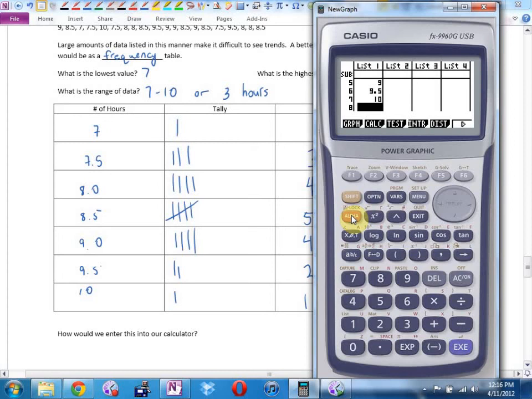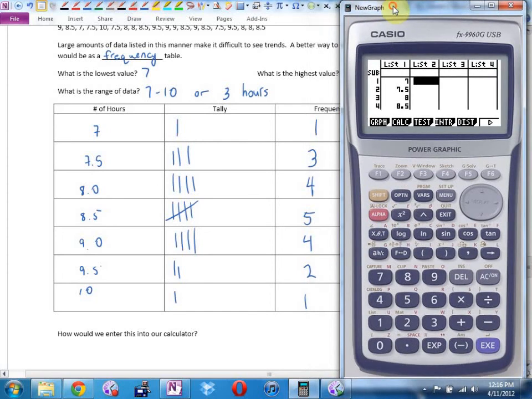We're going to type the frequencies in list 2. So what were the frequencies? 1, 3 for 7.5, 4 for 8, then 5, 4, 2, 1. Do that. Use your arrow keys, go to list 2, cell 1, and then type in the frequencies. And then I'm going to pause. When you've got those typed in, just look up, and then I know that you've done typing.